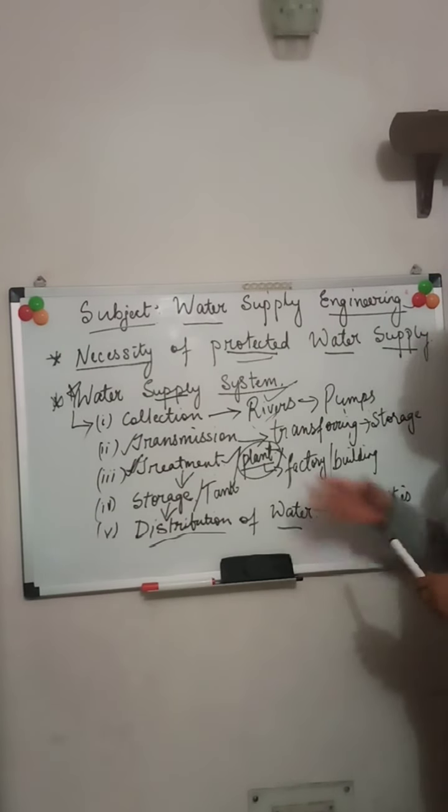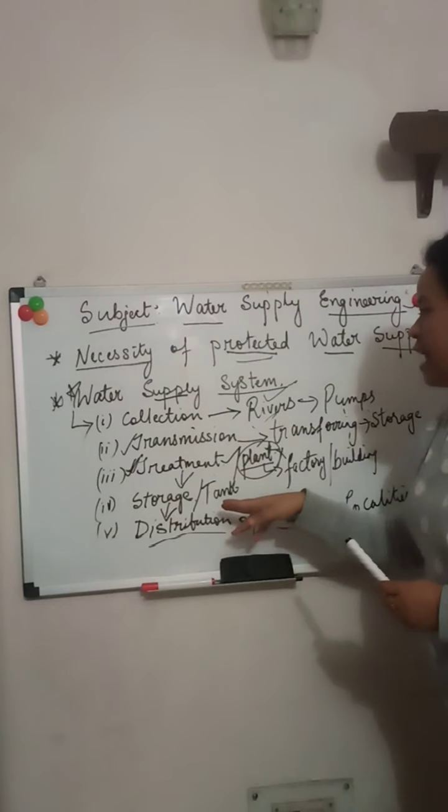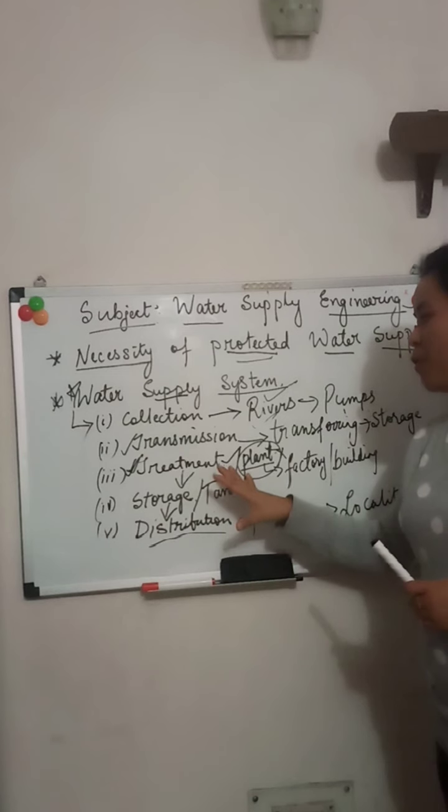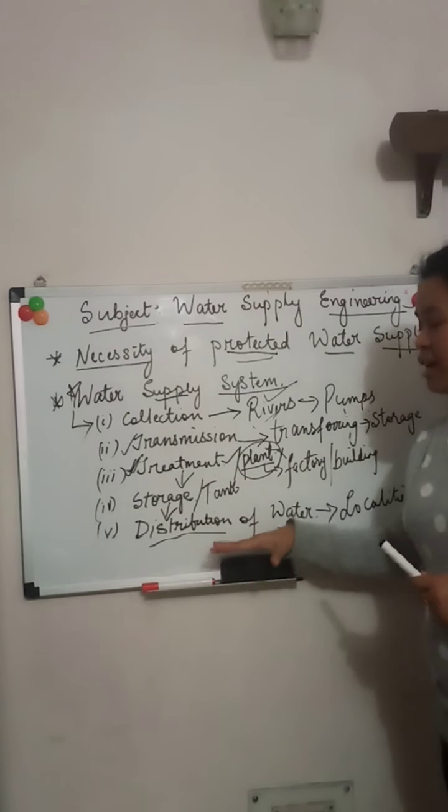From these tanks, which are connected by pipes, the water is distributed to the localities. All these have been given nicely in the notes in the diagram. So I hope there is no confusion now. And if you have any, then you can please ask me anytime.